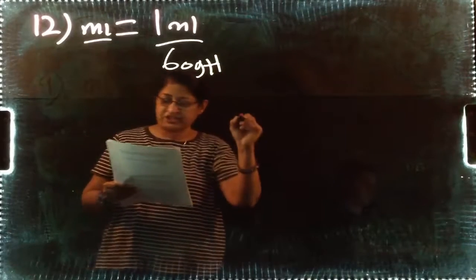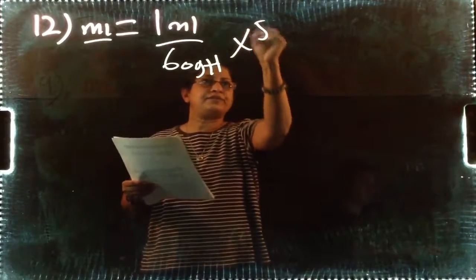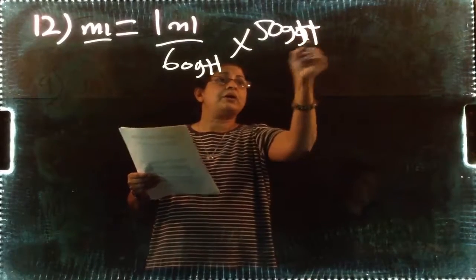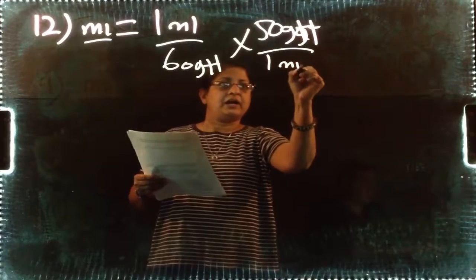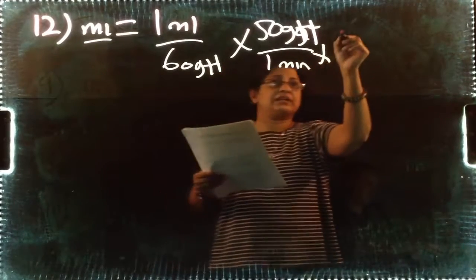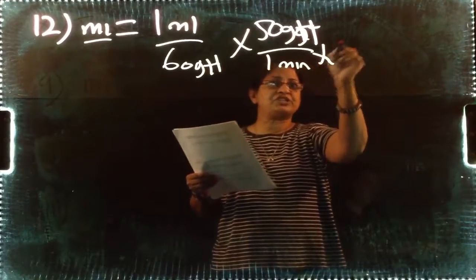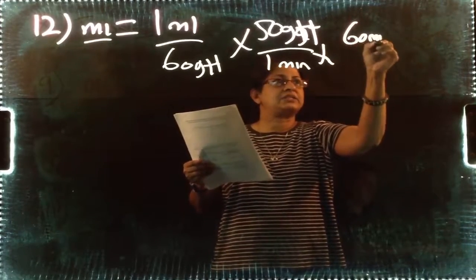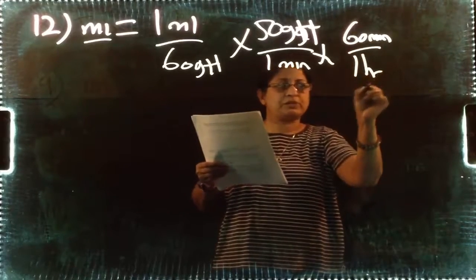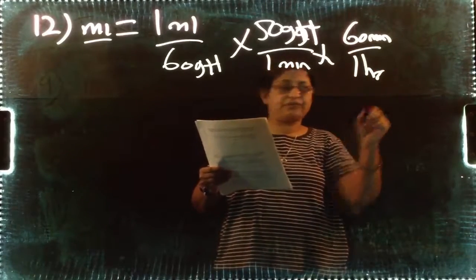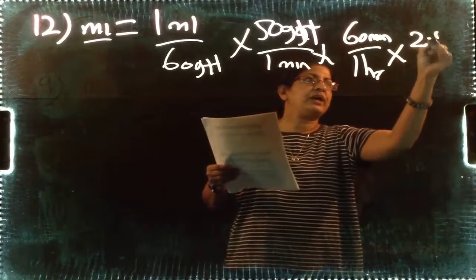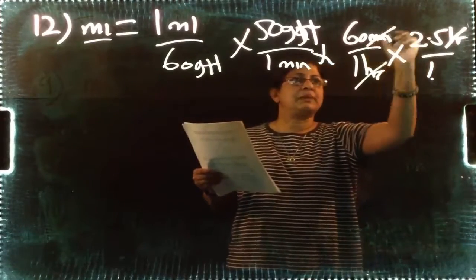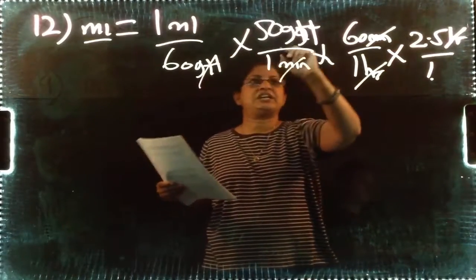I'm not asking about GTT. We have been giving 50 GTT per minute, if we look at it. And this is where the formula changes. Instead of putting 1 hour over 60, we're going to put 60 minutes over 1 hour, because I'm asking total amount of infusion. And we have been doing it for 2.5 hours over 1. So the hour and hour cancels, the minute and minute cancels, GTT and GTT cancels.